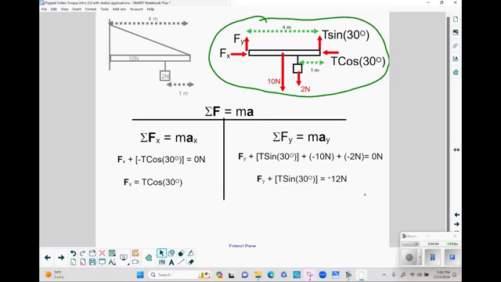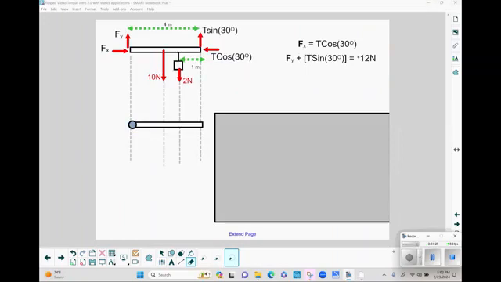So the reality is, looking at just forces, I can't solve for anything because I have way too many unknowns. While I do have 2 equations here, I do have 3 unknowns. My unknowns are in fact Fx, T, and Fy. So I need a 3rd equation if I'm going to solve this problem. And I'm going to get that 3rd equation by way of my torques.